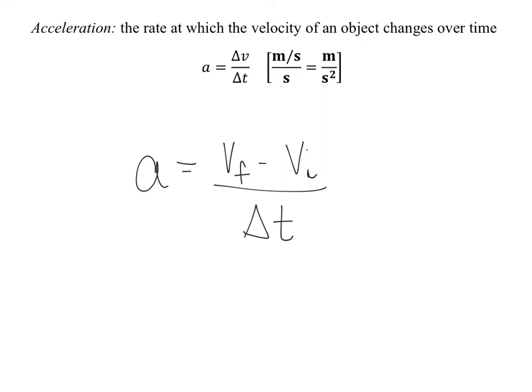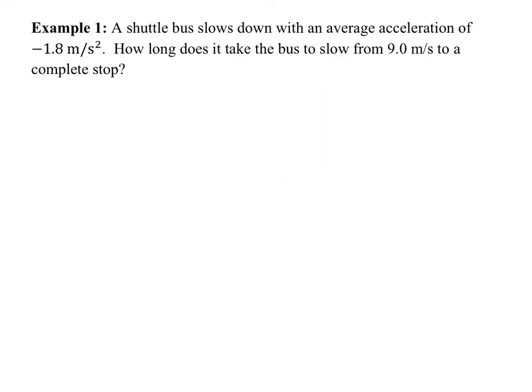All right. Let's take a quick look at an example. Pablo, nice and loud for us, please. The shuttle bus slows down at an average acceleration of negative 1.8 meters per second squared. How long does it take the bus to slow down from 9.0 meters per second to a complete stop? Okay, so meters, be careful. Miles would be MI. So meters per second in this case.